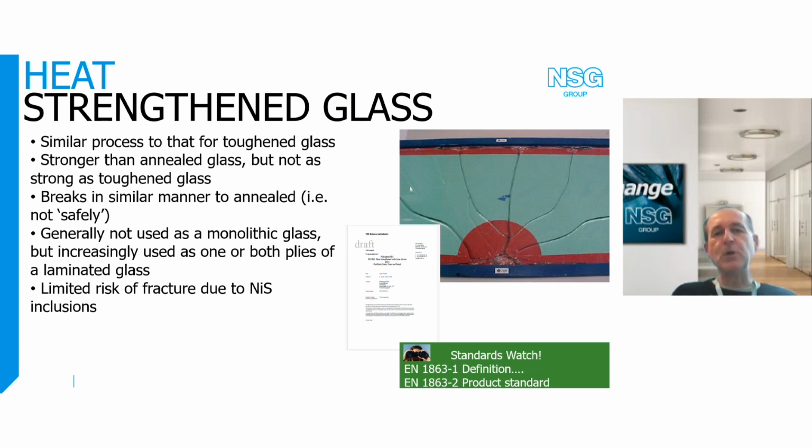Heat strengthened glass is produced by a process similar to that used for toughened glass, except the quenching is not as rapid as it is for toughened glass. So the resulting glass is stronger than annealed glass, but not as strong as toughened glass. It breaks in a similar manner to annealed, so it's not usually classified as a safety glass. It's generally not used as a monolithic glass for this reason, but it is being increasingly used as one or both plies of a laminated glass. And it has a limited risk of fracture due to nickel sulfide inclusions.